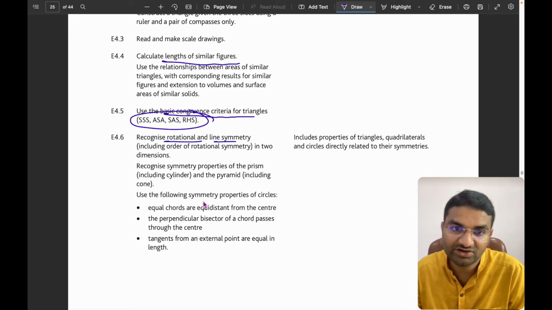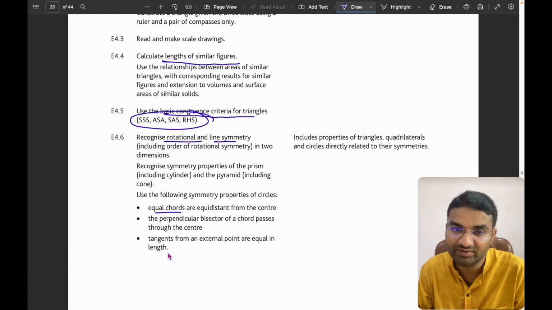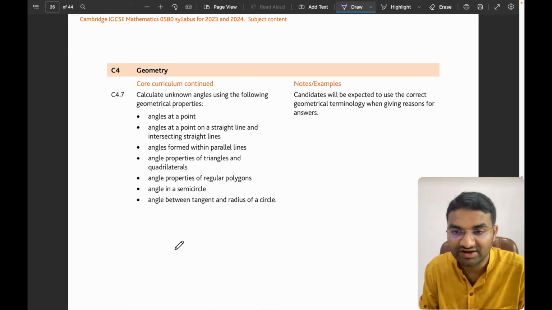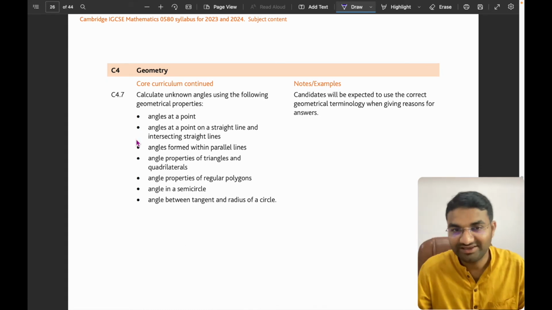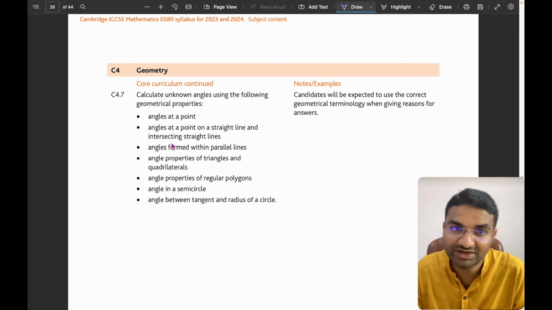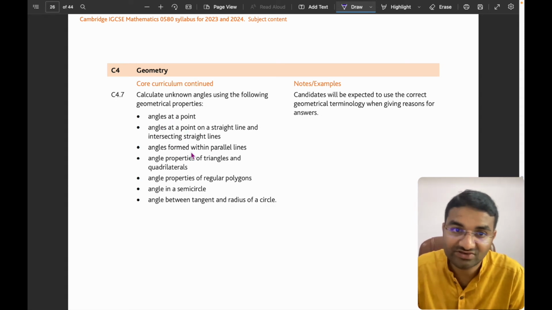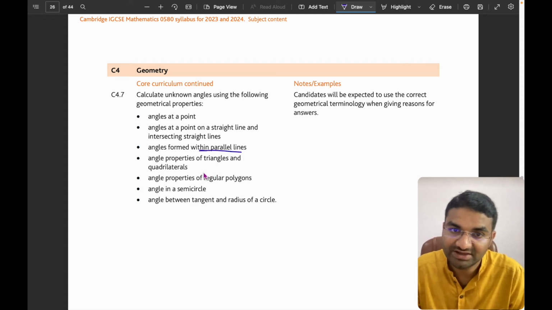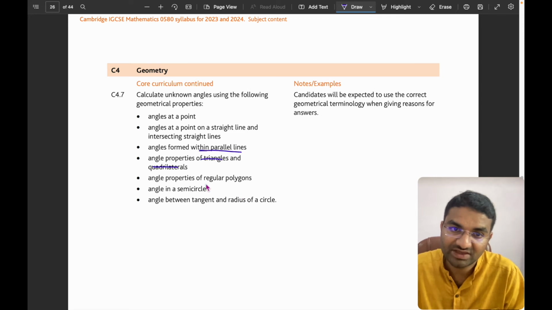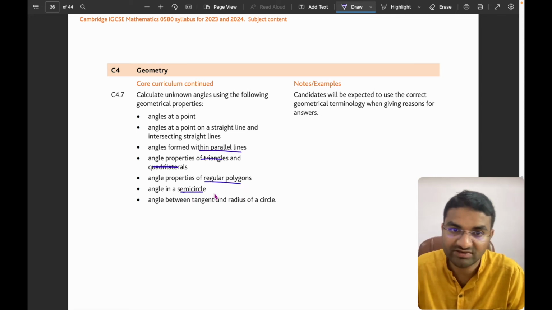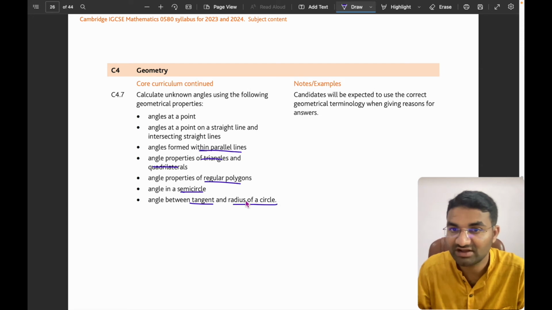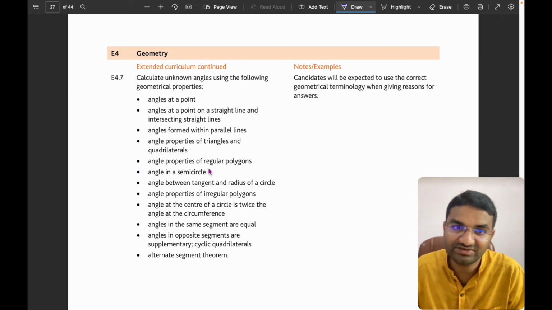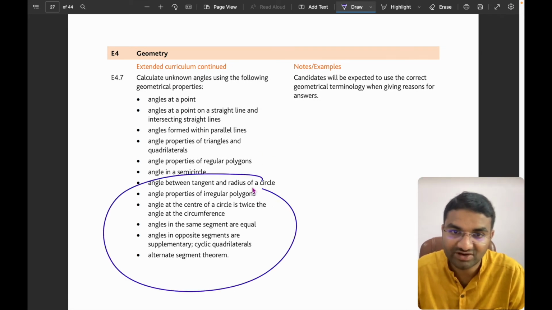Then rotational line symmetry. Okay, chord, equal chord, perpendicular bisector, tangent. These are the things of a circle, and you can refer to any book. Fine, you will get it. Then next, calculate the unknown angle at a point, angle at a straight line, intersecting lines, angles formed within parallel lines. Okay, then triangle, quadrilateral, angle properties of regular polygon, semicircle, angle between tangent and radius of the circle. Things are there.